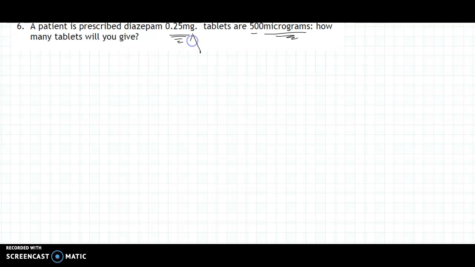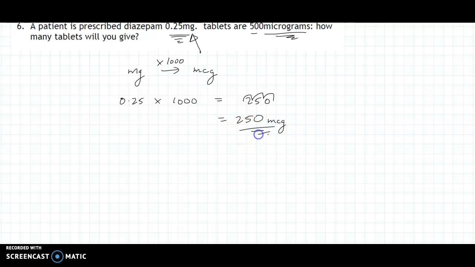So we're going to change this fella here to micrograms. Mgs converting to micrograms, multiplied by 1,000. So we have 0.25 multiplied by 1,000. There's 3 zeros there, so we're going to hop that decimal point 3 places. And it goes from here 1, 2, and 3. So we need a 0 here. So we get 250 micrograms. And that's the prescribed amount.